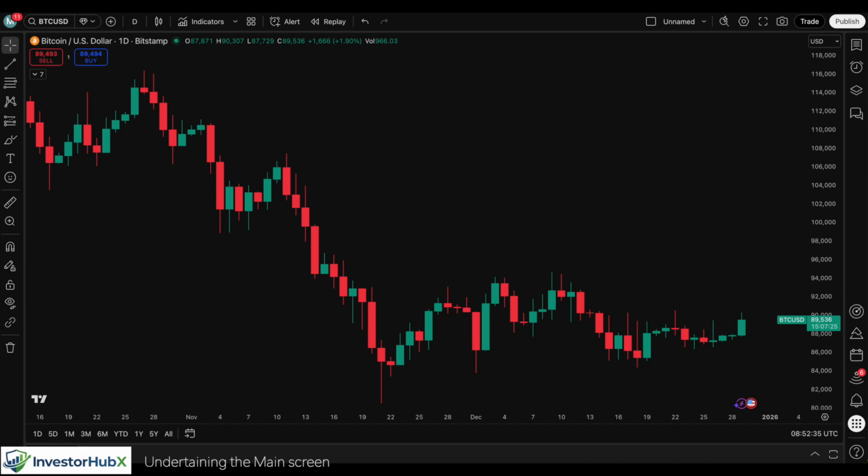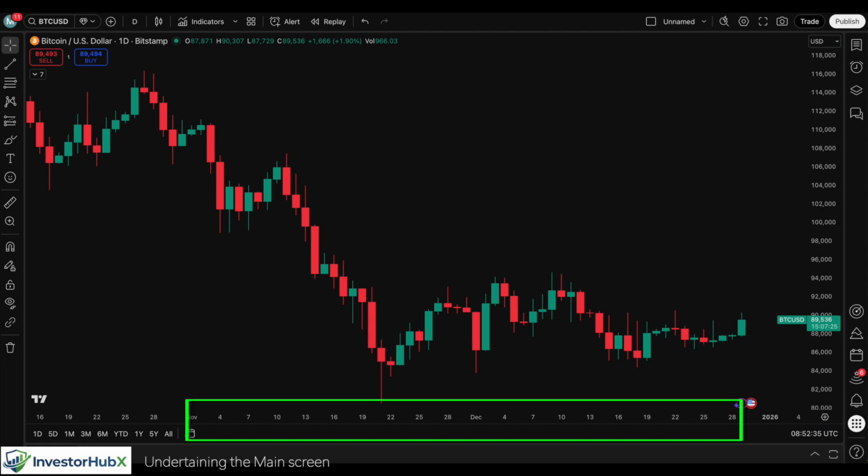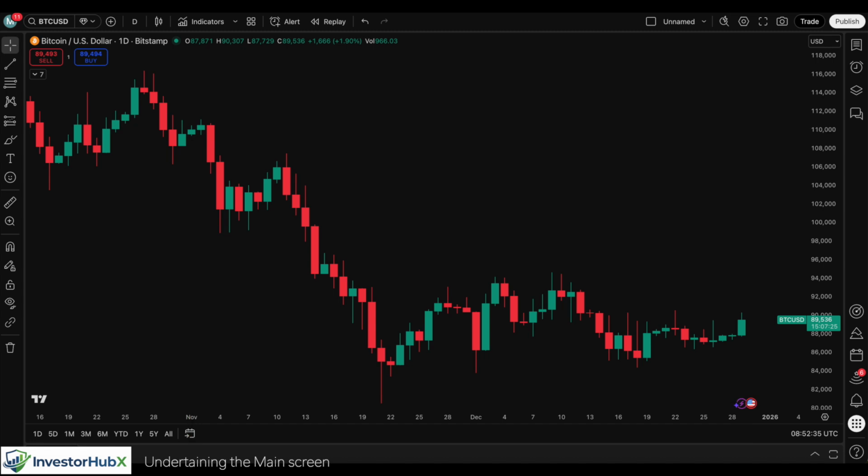Let's first understand the main screen. The price scale is on the right-hand side. This shows how much an asset is worth. The time scale is at the bottom, showing minutes, hours, days, or months. In the middle, you'll see candlesticks forming the price chart. As new candles form, price moves from left to right.